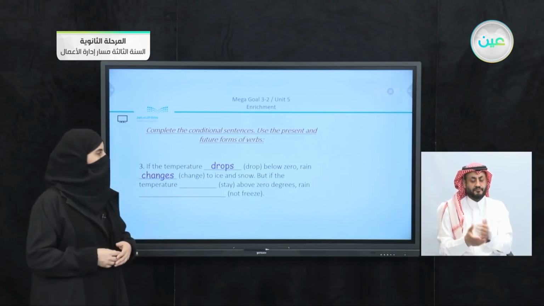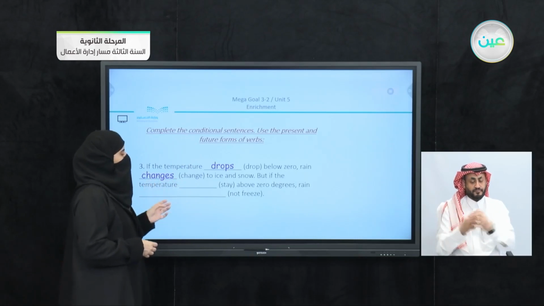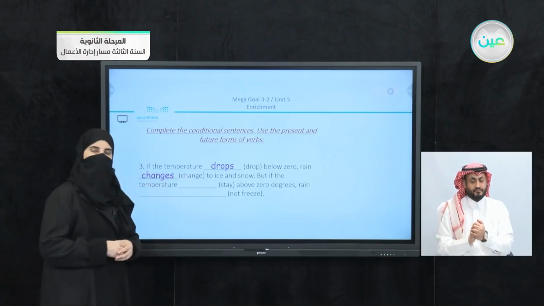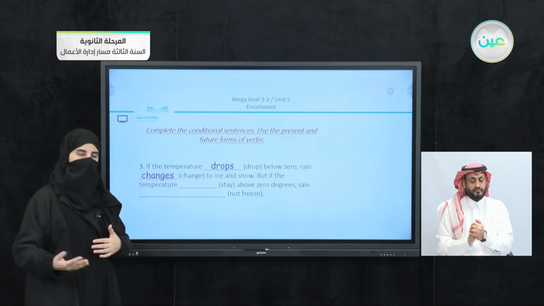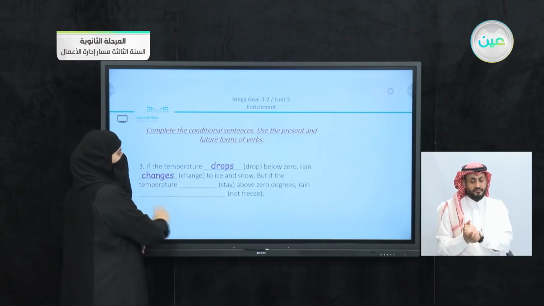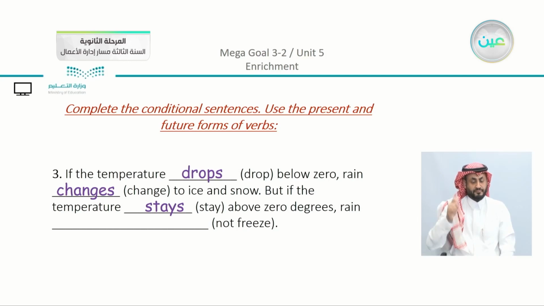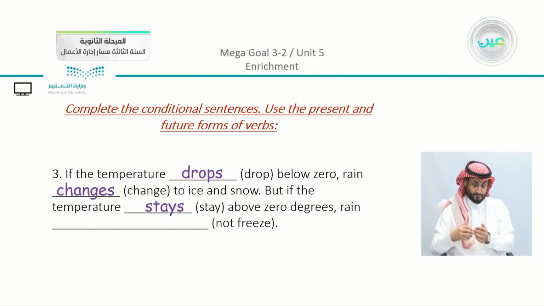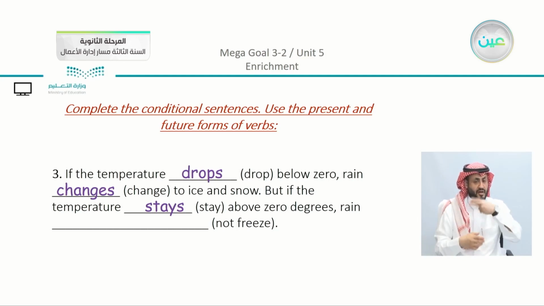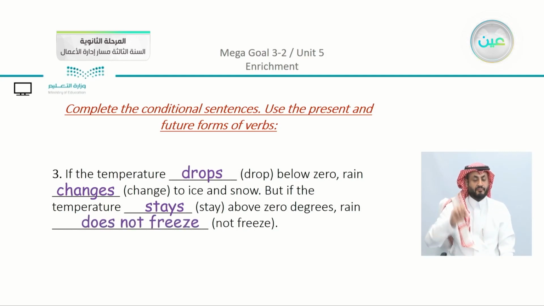Now let's complete it. But if the temperature stay above 0 degrees, now we are still giving a fact or information, so we are going to say stays above 0 degrees, rain not freeze. Now remember, we canceled the idea of using the future because we are just giving facts here. And in this part we have a negative, so we have does not freeze. Now see that in all the answers or the blanks, we use the present simple, referring to zero conditional sentences.